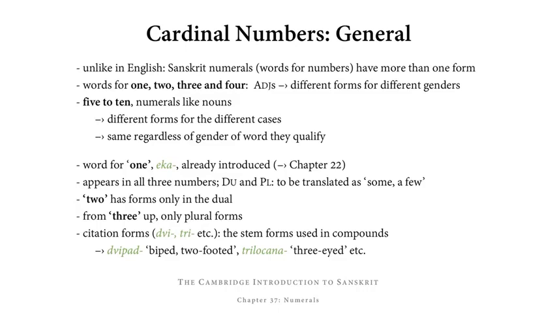The citation forms that you will find for these numerals, eka, dvi, tri, and so on, are the stem forms that are used inside compounds. So, for example, on the basis of dvi, we get words such as dvipad, i.e. a biped, something that is two-footed, trilochana, meaning three-eyed, and so on.